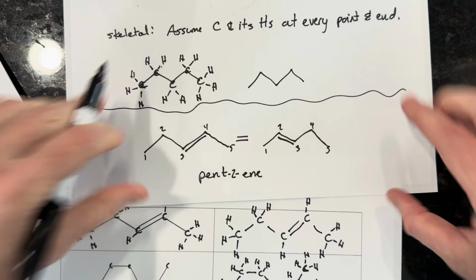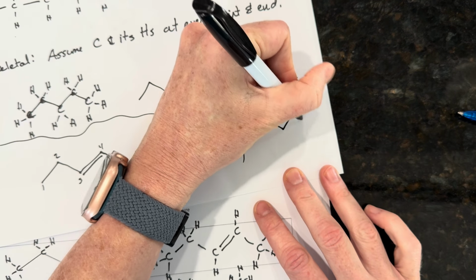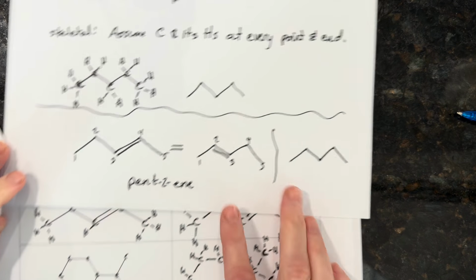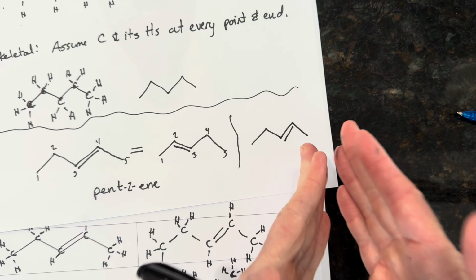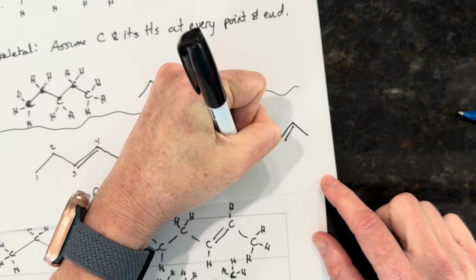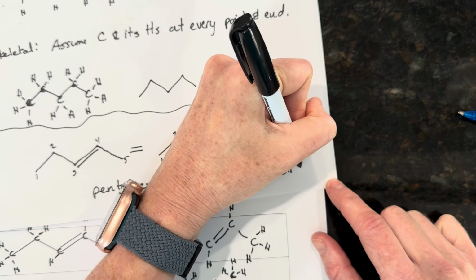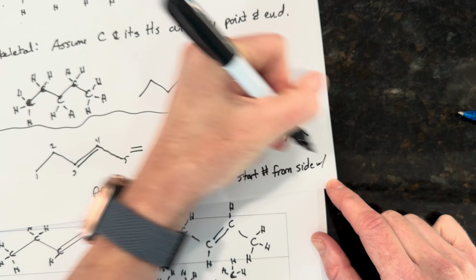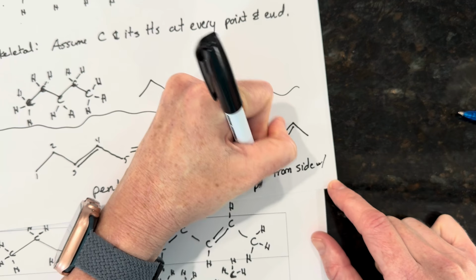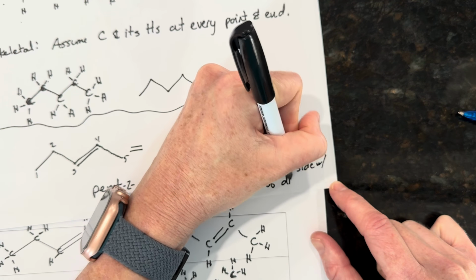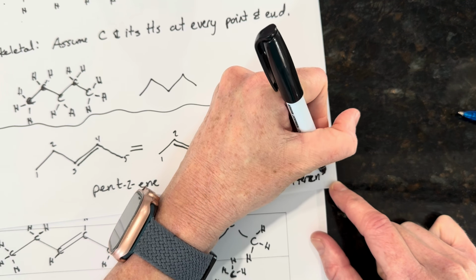So if I were to give you this structure again, the way it was originally drawn on the paper, to remind you, I'm just copying what was here. If I were to do it this way, you always want to start the numbering from the side with the closest point of difference. So you're going to start the number from the side with the closest point of difference.